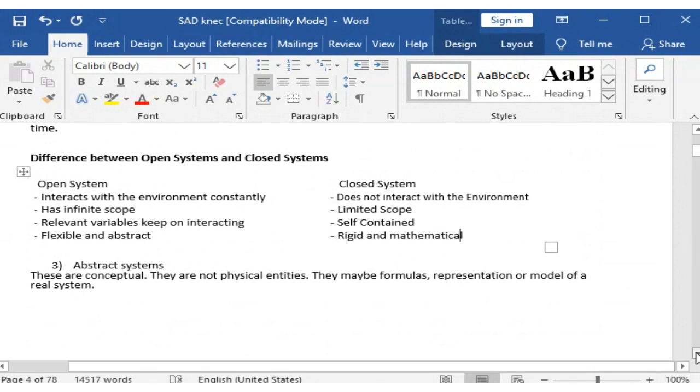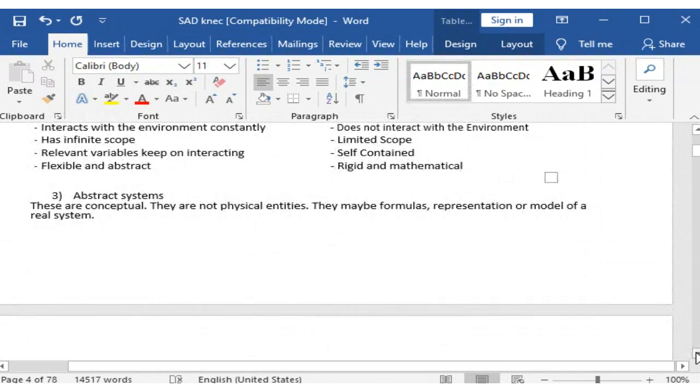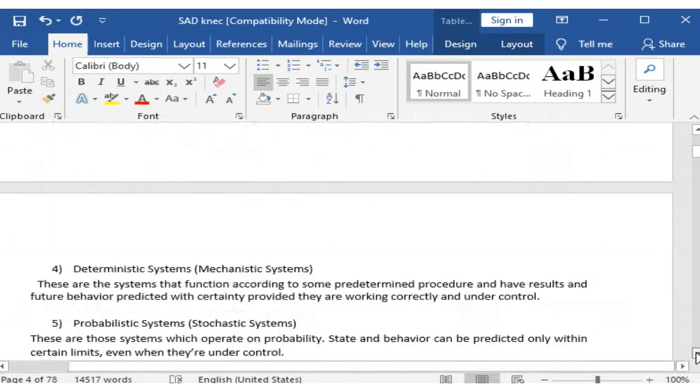Now, abstract systems are conceptual. They are not physical entities. They may be formulas, representations, or models of a real system.